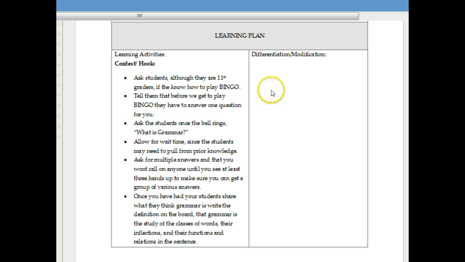Oh, they're probably going to know how to play bingo, all right? Before we play bingo, answer a question. Oof. Once the bell rings, what is grammar?